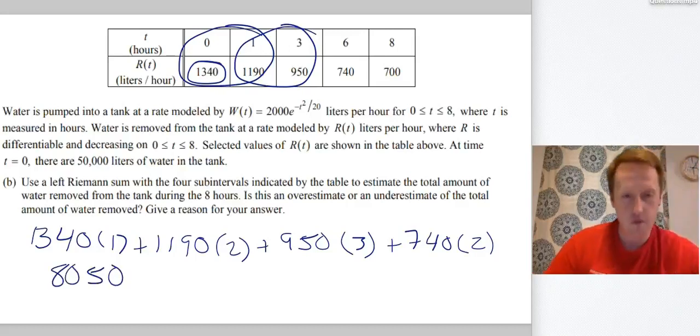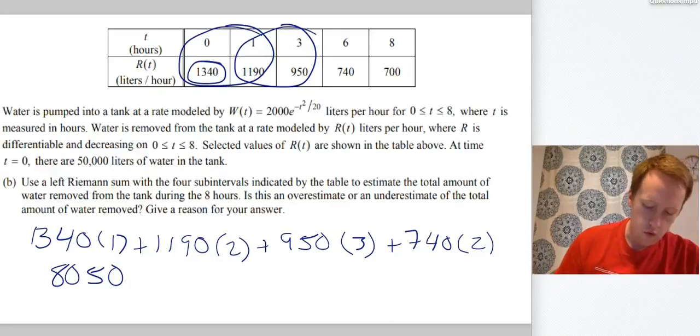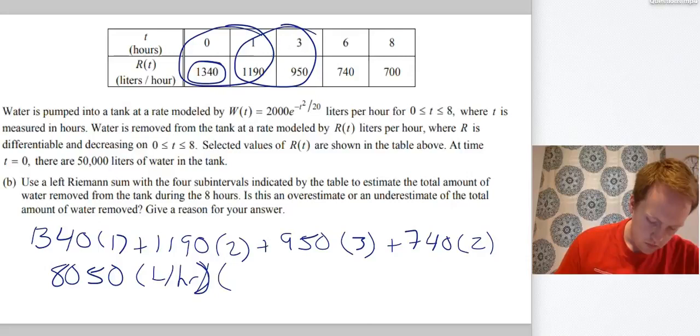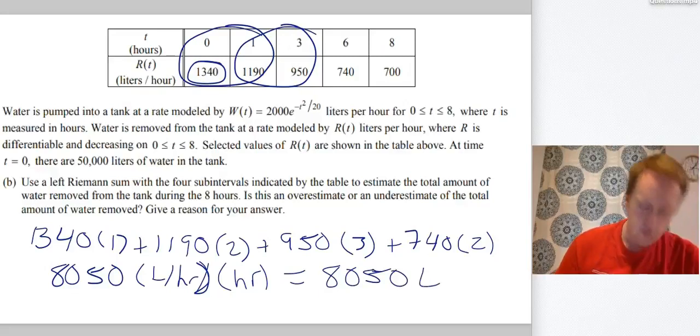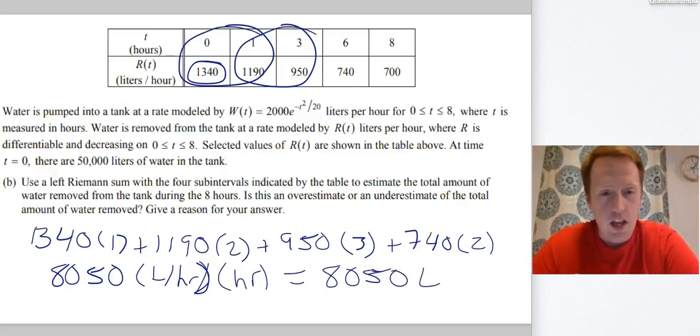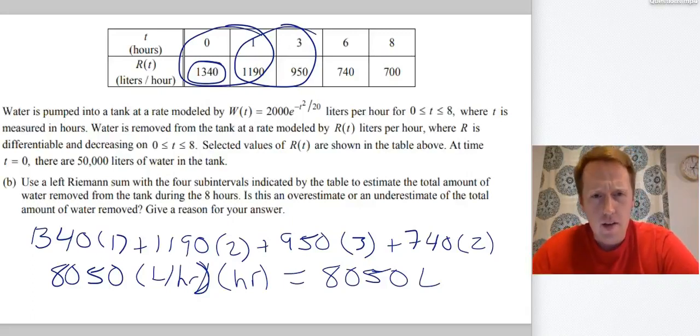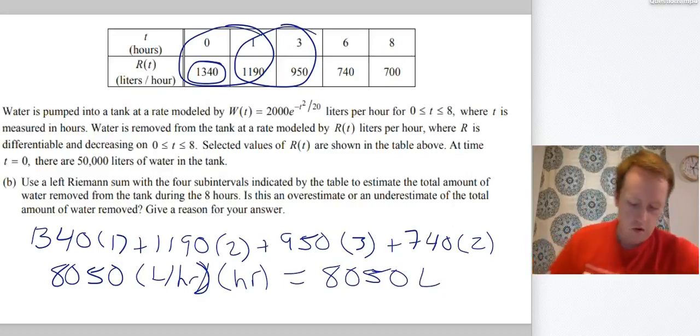Now it doesn't ask for the units, but we could very easily get them. So units for we Riemann sums estimate integrals, so it should be liters per hour times hours, which is just 8,050 liters. So again, it doesn't ask for them, but just to illustrate that we can get them. Okay, now I'm going to erase this stuff because I have another part to answer and I didn't really leave myself room. So let me erase this stuff real quick.